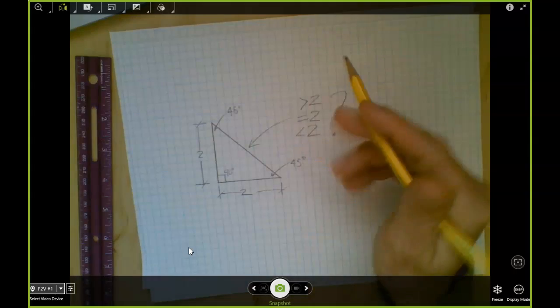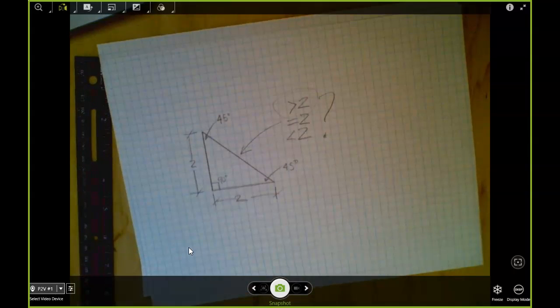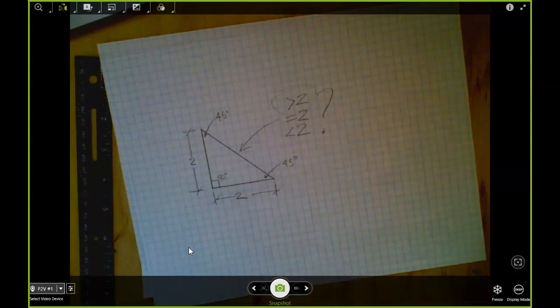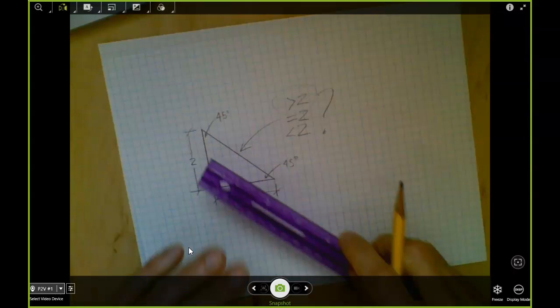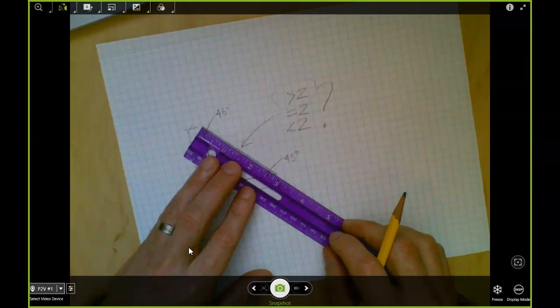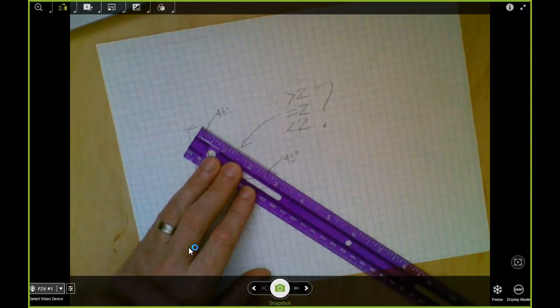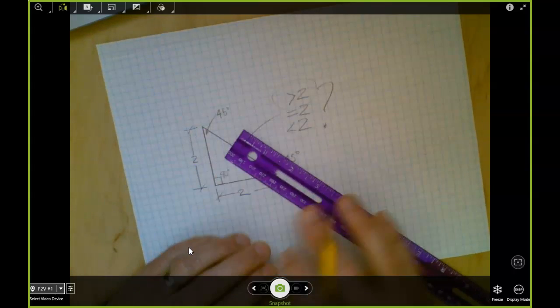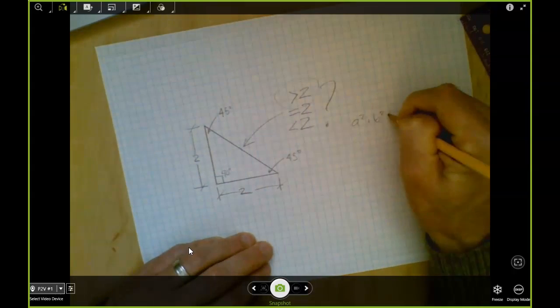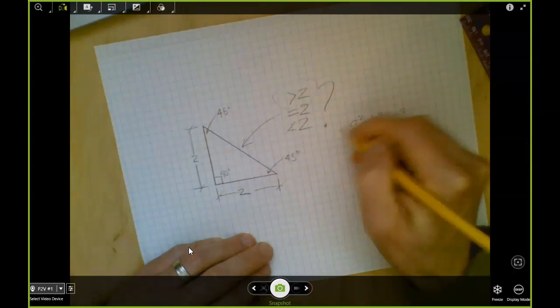Yes, good job, Bobby. The answer is greater than 2 inches because the hypotenuse of a triangle is always the longest side of a triangle. So if I actually were to measure the hypotenuse of this triangle, it is roughly 2 3/4 of an inch long, right? And that goes back to a squared plus b squared is equal to c squared.